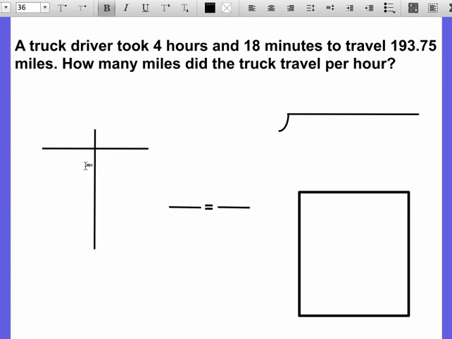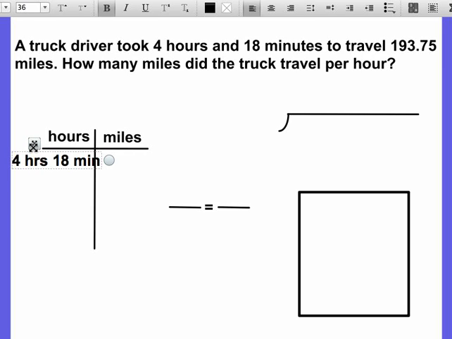To begin, everybody should be setting up a table. So our labels are going to be hours and miles. The problem tells us in our first step we have 4 hours and 18 minutes. We don't want to write 4 hours and 18 minutes in our table. We want to be able to represent that as a decimal so that we can go straight from that time of 4 hours 18 minutes straight to just 1 hour.